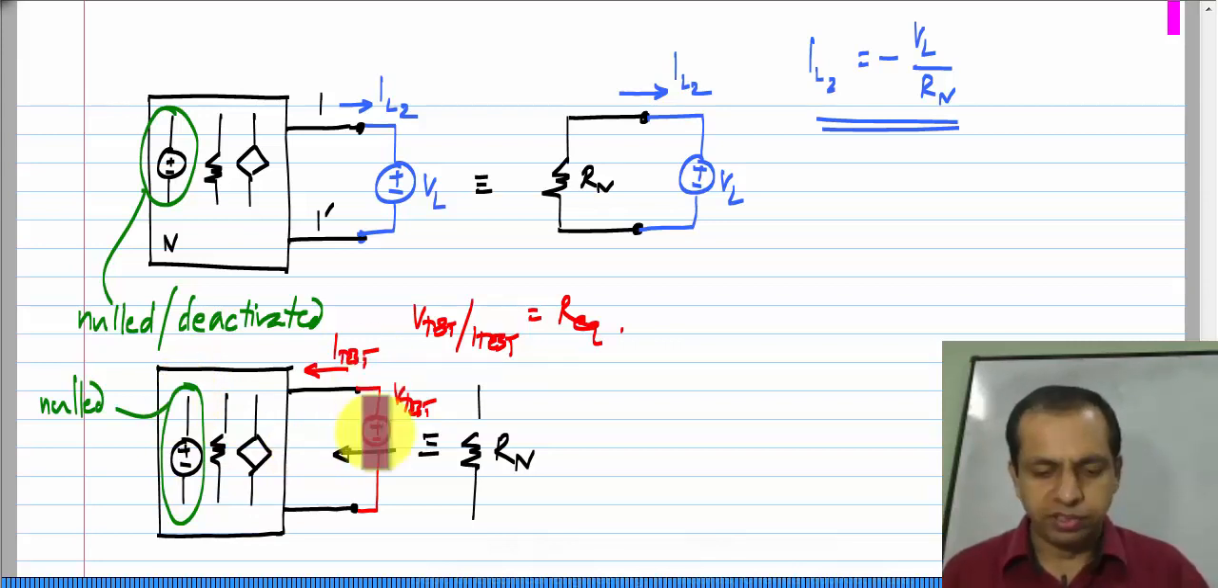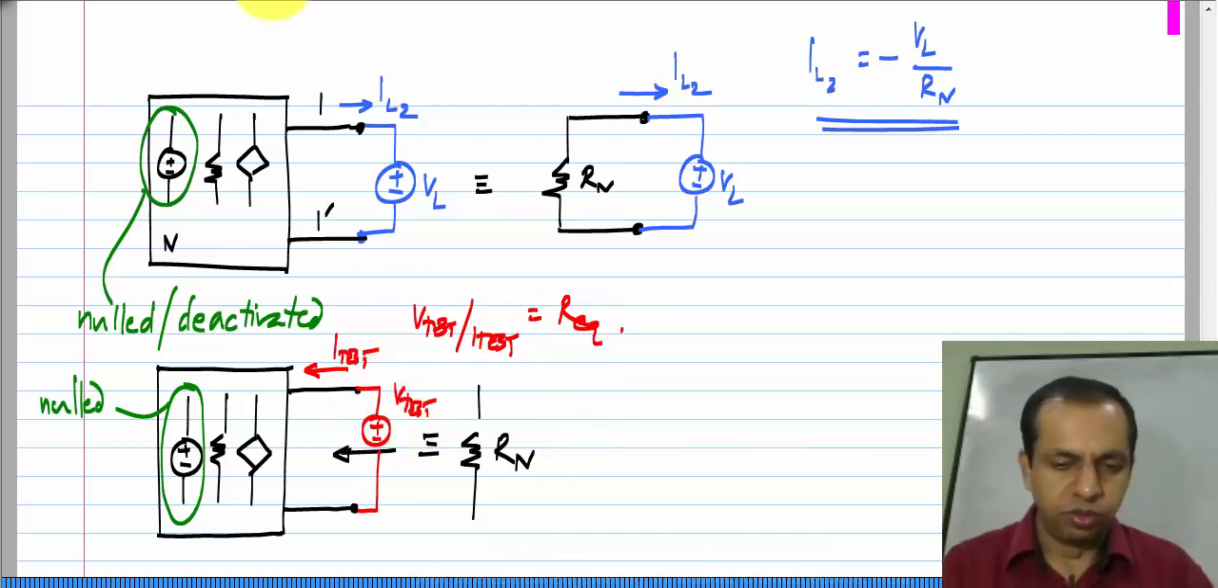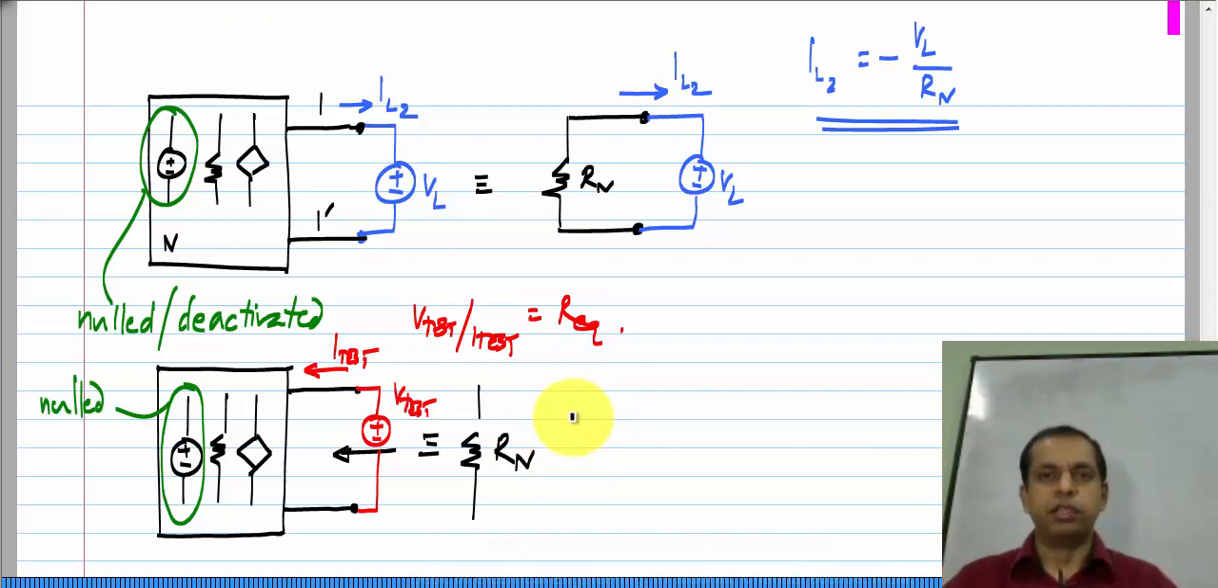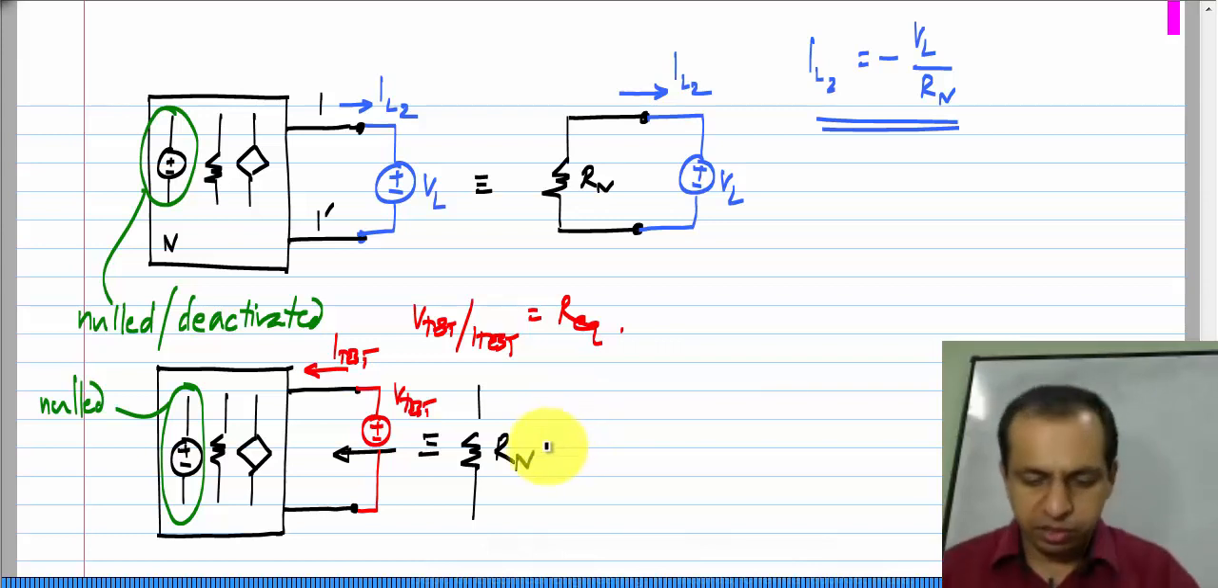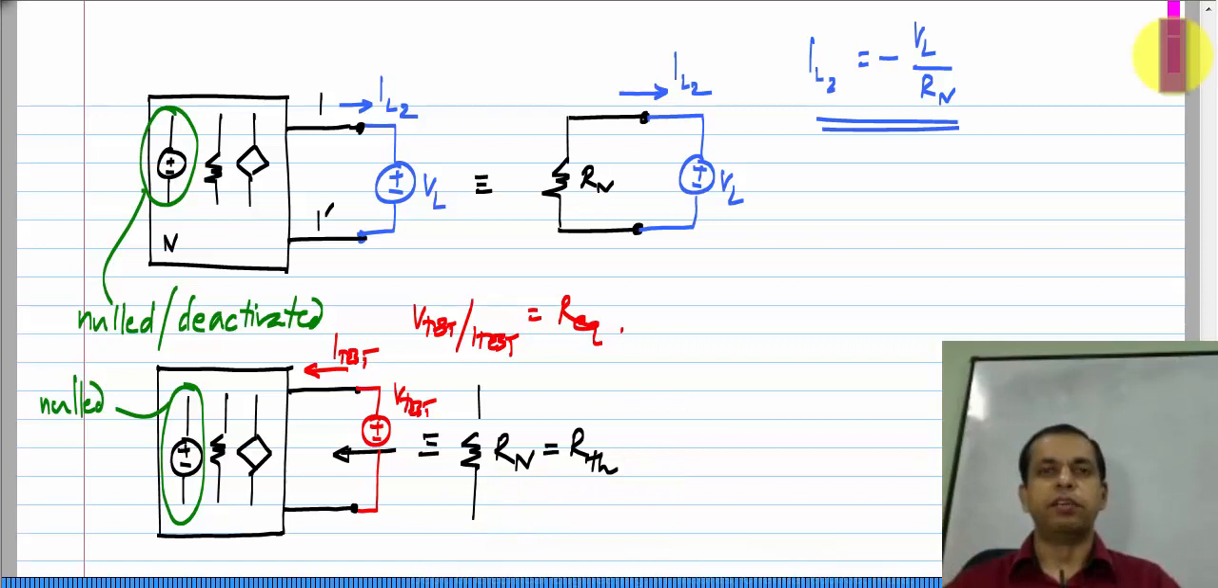The only difference is there we were applying a current and here we happen to be applying a voltage, but it does not matter whether you apply a voltage or current, the ratio V test by I test remains exactly the same. So, although I call it R N just to be consistent with the notation for Norton's equivalent, it is exactly equal to R TH, the Thevenin resistance. The Thevenin resistance and Norton resistance are one and the same thing.